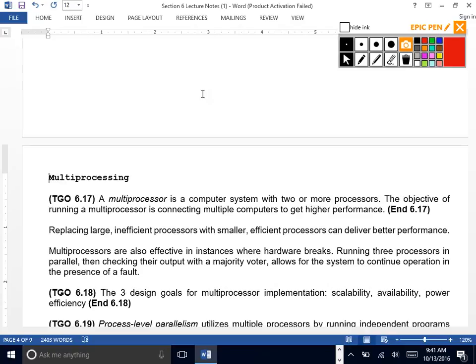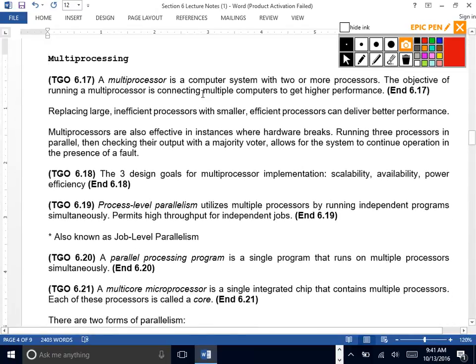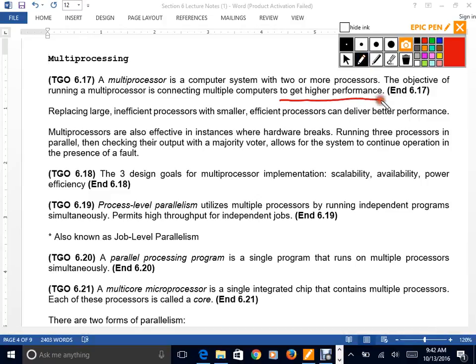So we try to improve the process even more. Now we're trying to improve the speed and the throughput of the processor, to improve the performance. We're going to start out with this idea of multiprocessing. How do I use multiple processors to accomplish tasks so I can increase the flow? We formally define a multiprocessor as a computer system with two or more processors. The objective of running a multiprocessor is connecting multiple computers to get higher performance.